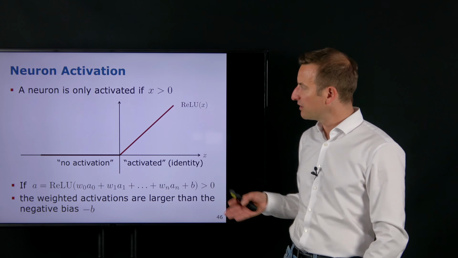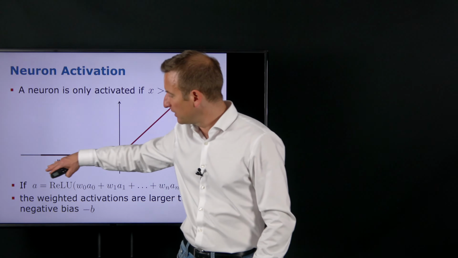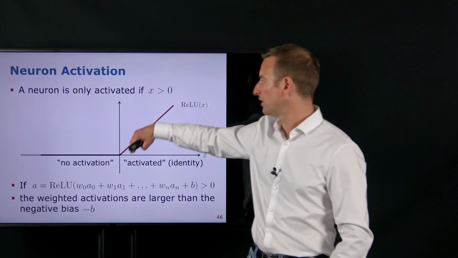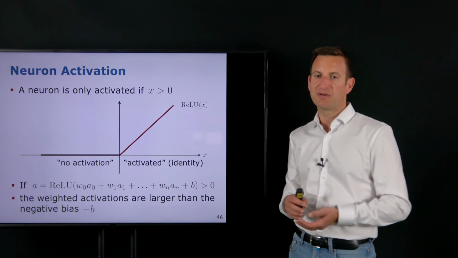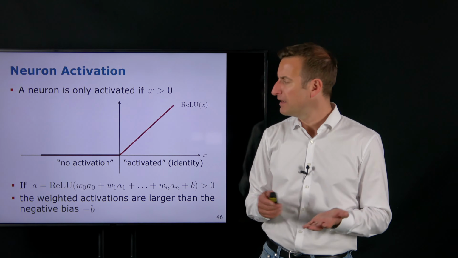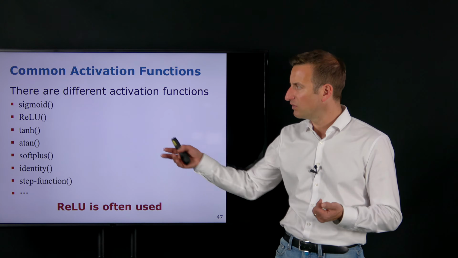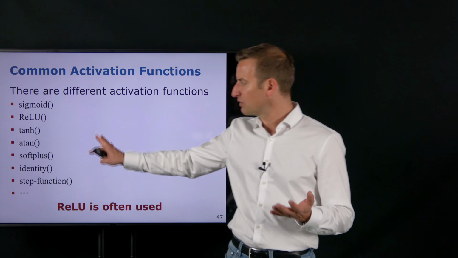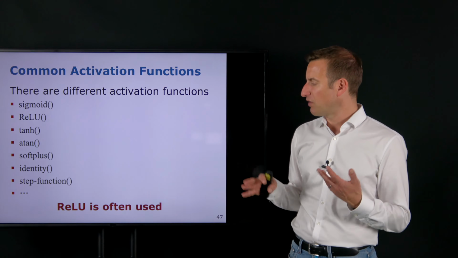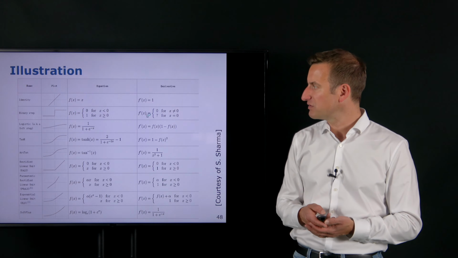There's also a variant of this, the leaky ReLU, where this function is not 0 but has a small slope, much smaller than over here, which can have some advantages with respect to the gradients in this area of the network. So to sum up, there are a large number of different activation functions. I just looked into sigmoid, ReLU, and the step function over here, but there are many others, and ReLU is a commonly used choice for setting up these activation functions.